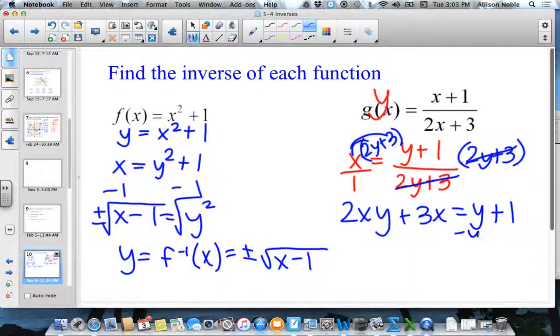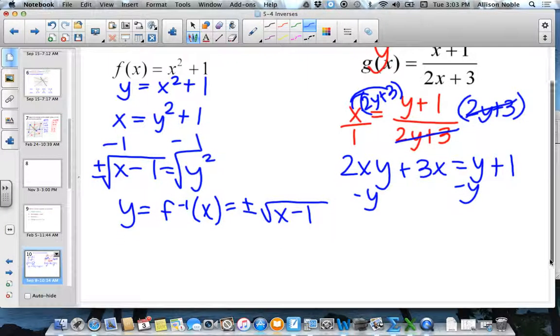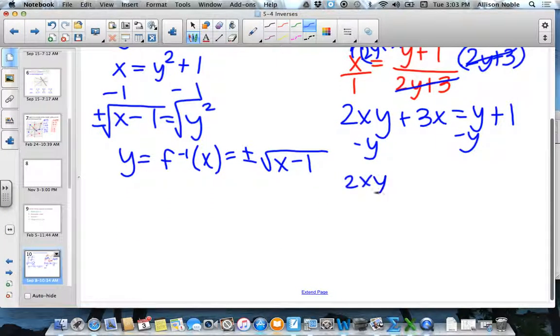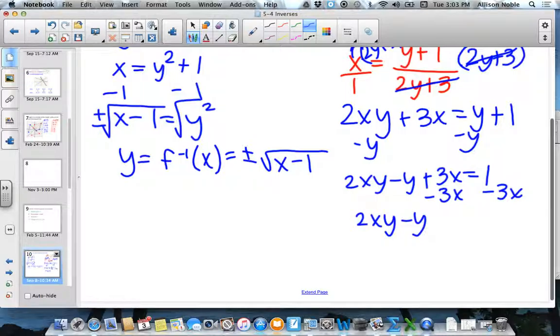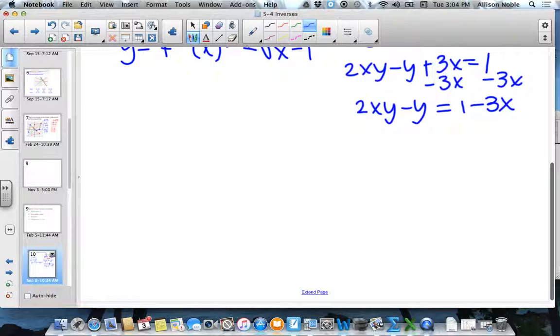So I'm going to subtract y from both sides, which would give me 2xy minus y plus 3x equals 1. And then subtract 3x from both sides, because then I have 2xy minus y is equal to 1 minus 3x. At this point, I can factor out a y from the left side, which would leave me with y times 2x minus 1, which is equal to 1 minus 3x. I factor out the y so that then I can divide by 2x minus 1 and get y by itself.